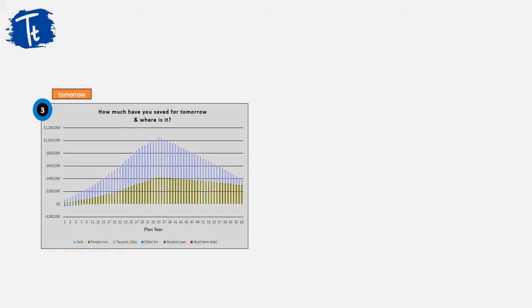Graph 3 shows at the end of each year how much you have saved for tomorrow and where and how it is held, i.e. in ISAs, pensions, general investments, etc. It also shows the plan balances of any student loans or short-term debt. T&T will work for you in the background following a set of rules that tax efficiently moves money in and out of investment accounts and as a priority pays down any unsecured debts.